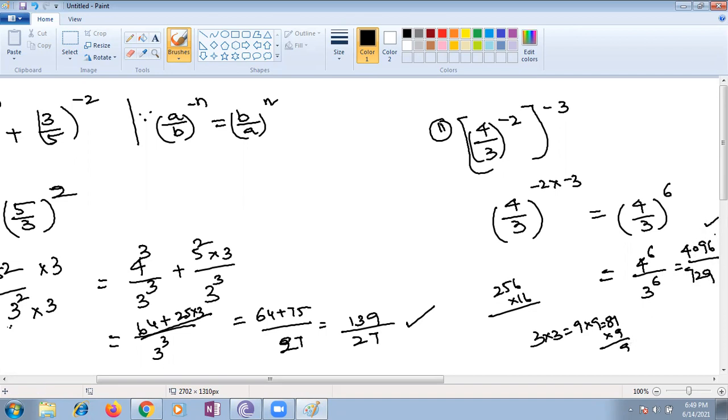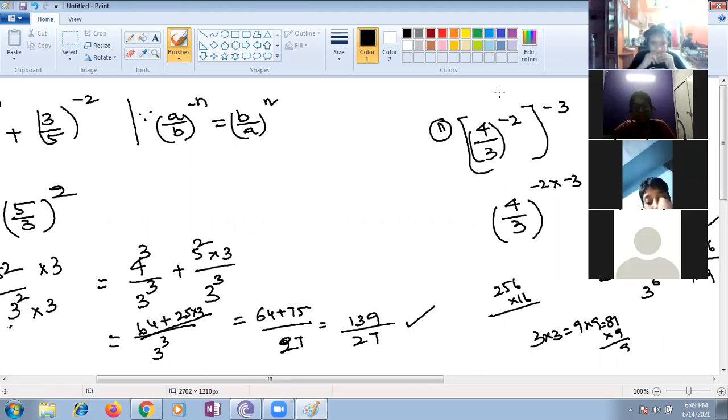Who got this correct? Ma'am, I got 4 power 6 by 3 power 6. Yes, correct. Some students are writing the answer as 729 by 4096. How many of you wrote like that? Can you please tell me? Ma'am, this was a simplified question, so I kept the answer in exponent form. Okay.